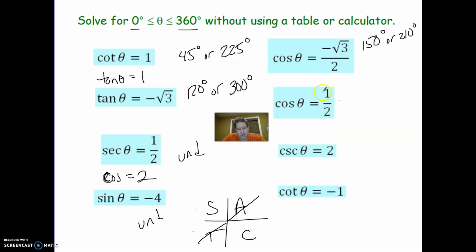All right, so cosine of 1/2. So that would be a 60-degree angle as well. Oh, did I do this one wrong? I think I did. So cosine of theta is equal to, let's see, cosine is 1/2. Cosine of 60.